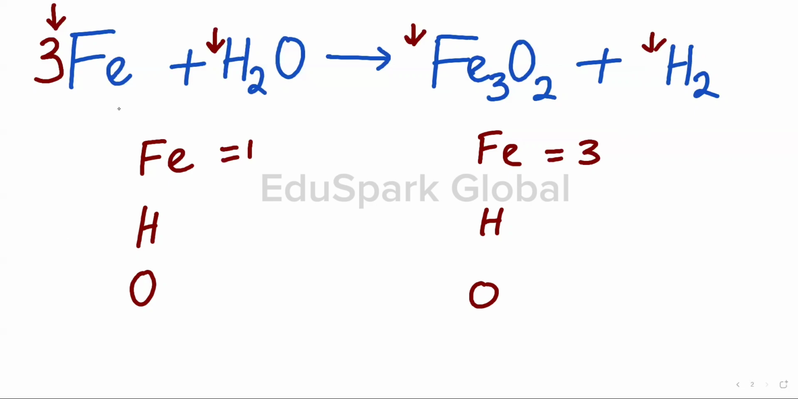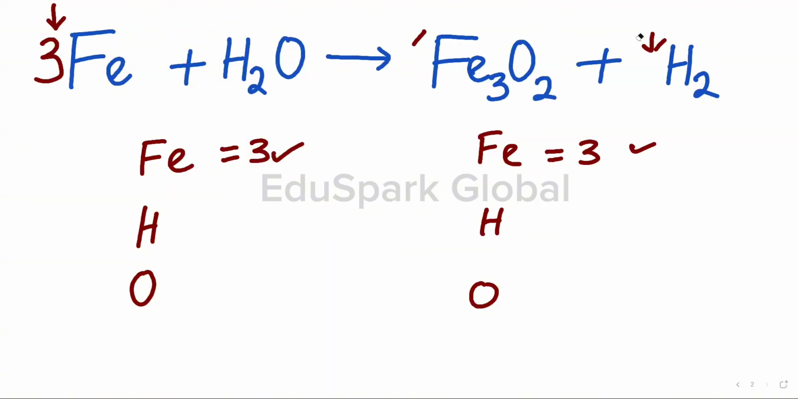So now that I added 3 in front of the Fe, that makes that Fe 3. And when you add a number in front, it affects every other element in that compound, okay? Since this is only an element, that Fe is now 3. So this is balanced. We move on to hydrogen.